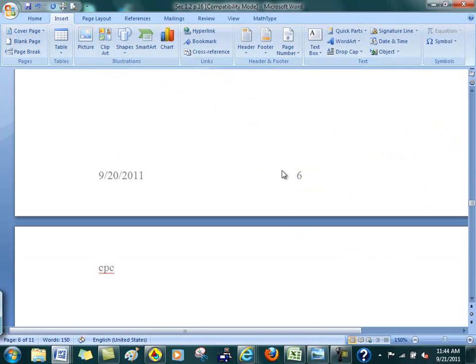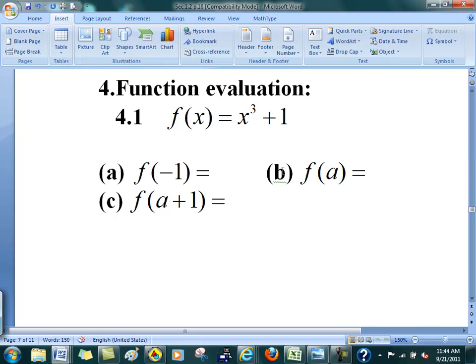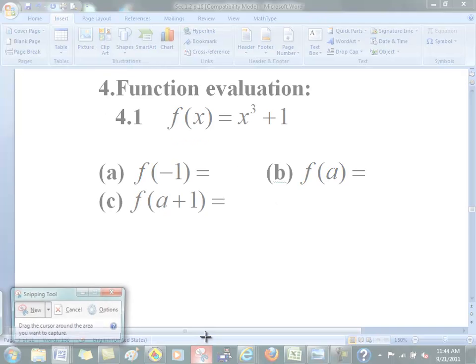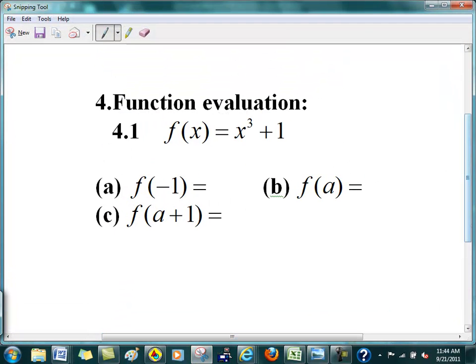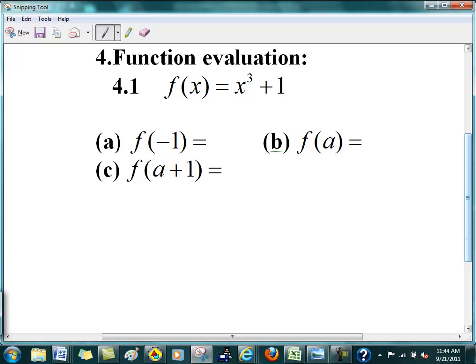All right, function evaluation. Does anybody know the other name of function evaluation? That's too mathematical. Someone knows some. Sorry? Plug it in, plug it in.